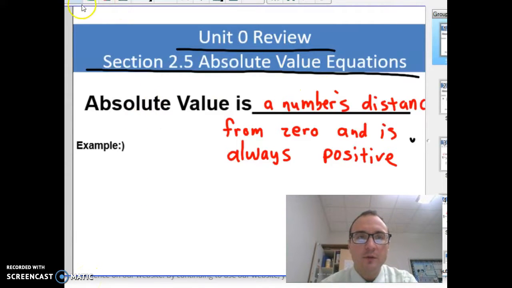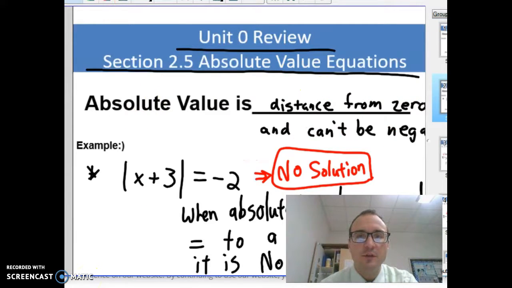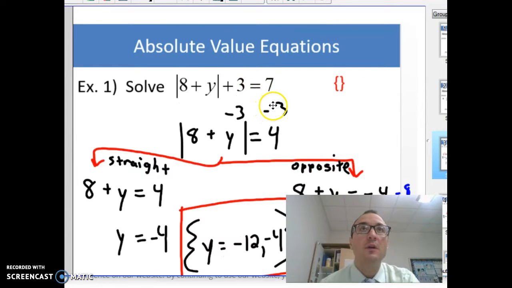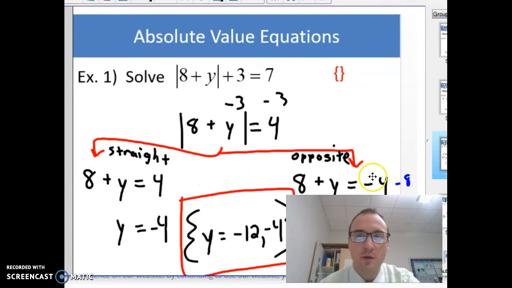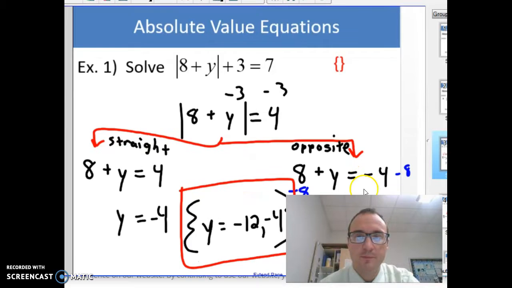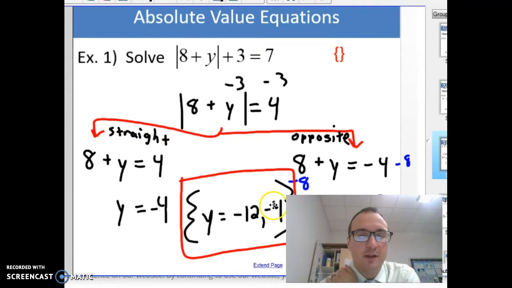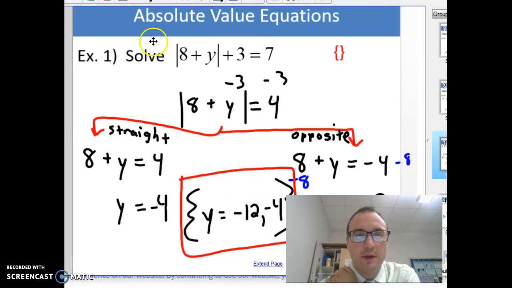So we're talking absolute value today. It's a number's distance from zero. The steps: get the absolute value alone, separate it into having a straight through side and an opposite side. Notice how the opposite means that became a 4, from a 4 to a negative 4. Your final answer, solution set, negative 12, negative 4.